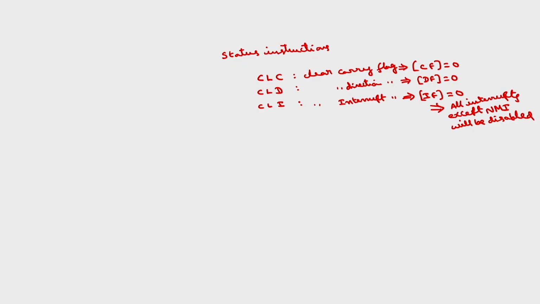Similarly, we have these three instructions for setting the flags: STC, STD, STI. STC is for setting the carry flag. STD is for setting the direction flag. STI is for setting the interrupt flag. So, there are 6 instructions, and we can call these status instructions or process control instructions also.